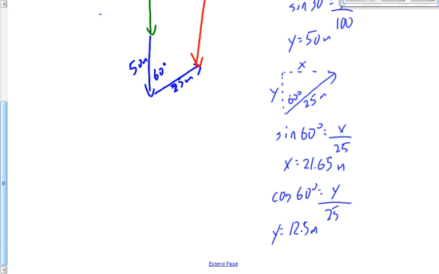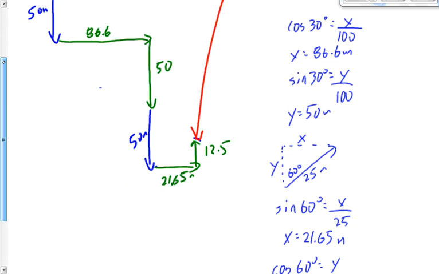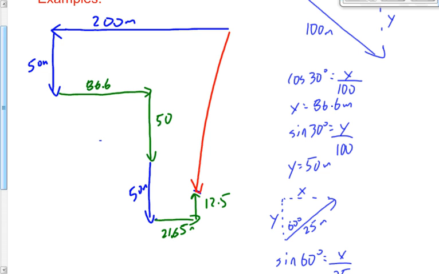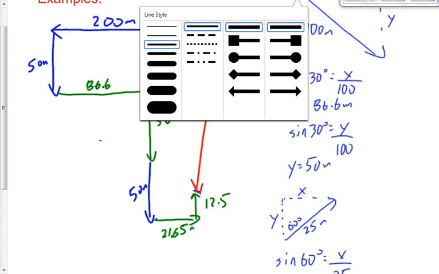So what I can do right here, if I want to, is replace that 25 meters with 12.5 meters up and 21.65 meters along the x-axis. Now I've got a diagram that has no funny angles except for the red one, the resultant, which is okay because that's the one I'm trying to find. Now it should be a lot simpler. So now let's break the whole thing down into our x's and our y's.